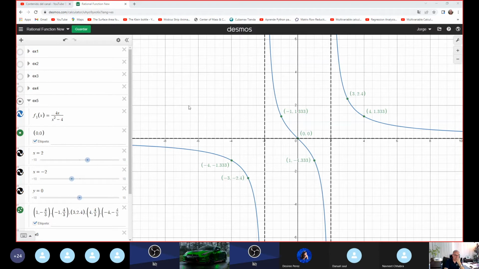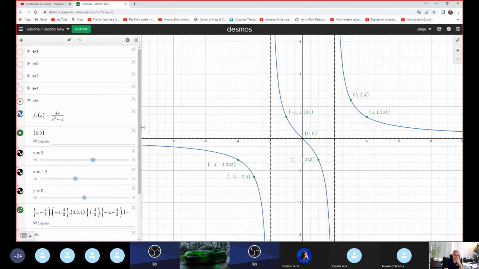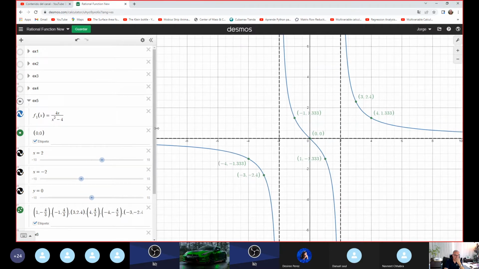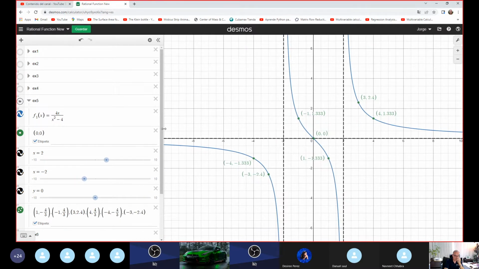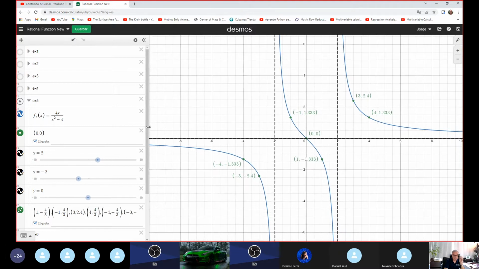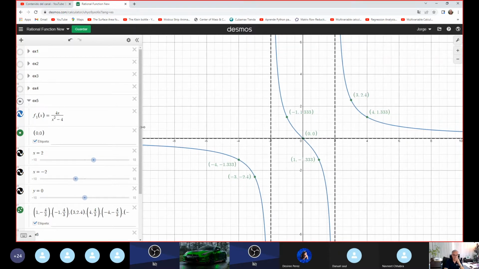Okay, I copy the original function. I take advantage of the function notation. In decimal, we can use a function notation. You see clearly the vertical asymptotes: x equals 2, x equals negative 2. And the horizontal asymptote is y equals 2.